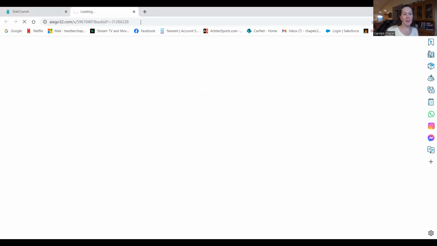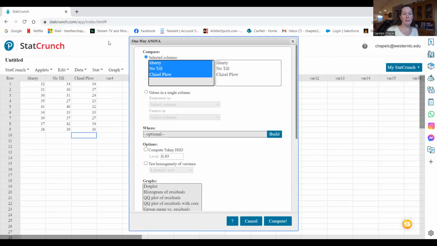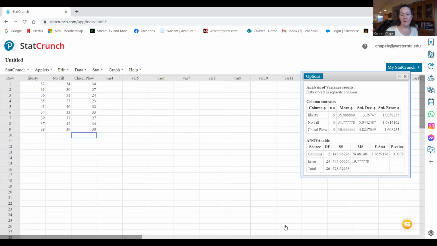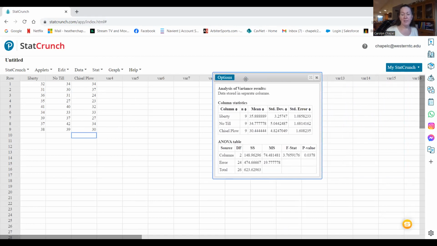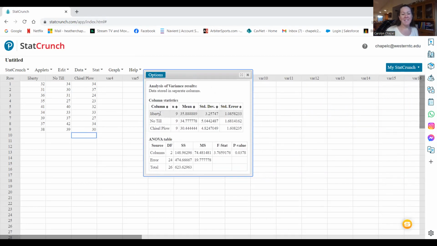I'm clicking and dragging. Whoops, come back here. Get rid of that. So I click and drag, and you see all three of them sliding over. Then all I have to do is hit compute. That fast. All right.